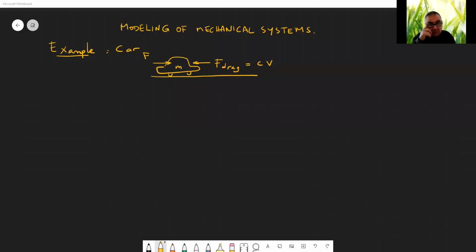Now being recorded. So you have a car on which the engine force is pushing it towards the left, and the drag force is opposing that. And the sum of the forces is therefore F minus the drag force. And we know that this is equal to mass times the acceleration of the car, ma, Newton's second law, which is m times the velocity derivative.